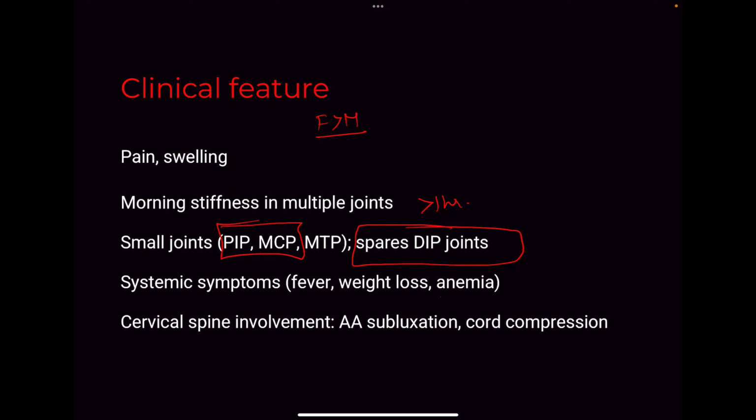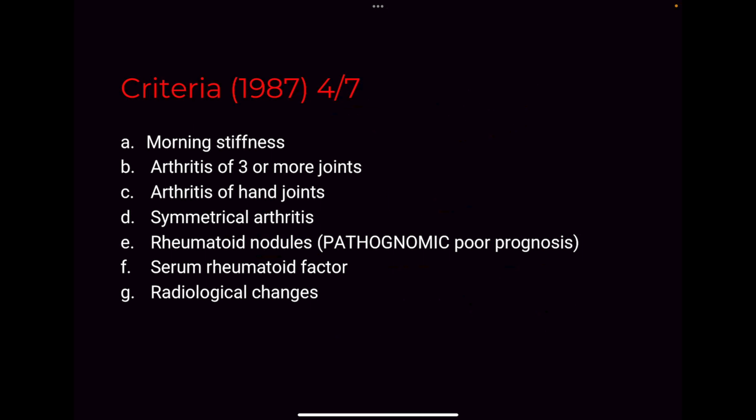It can be associated with systemic symptoms, as I told you, and features like anemia can be there. So what kind of anemia? Usually it is a normocytic and normochromic anemia. And when it comes to the cervical spine involvement, it is associated with atlantoaxial subluxation. And as I was explaining, it's a female predominant disease, and it is a middle-aged disease, usually in the 35 to 55 age group. So middle-aged women are very commonly affected with this disease.